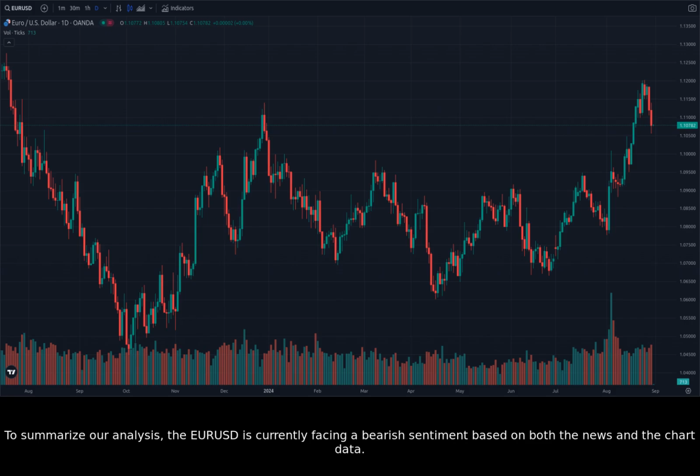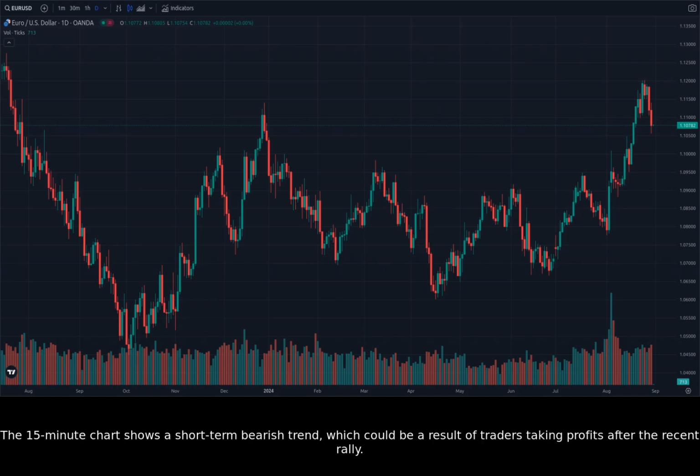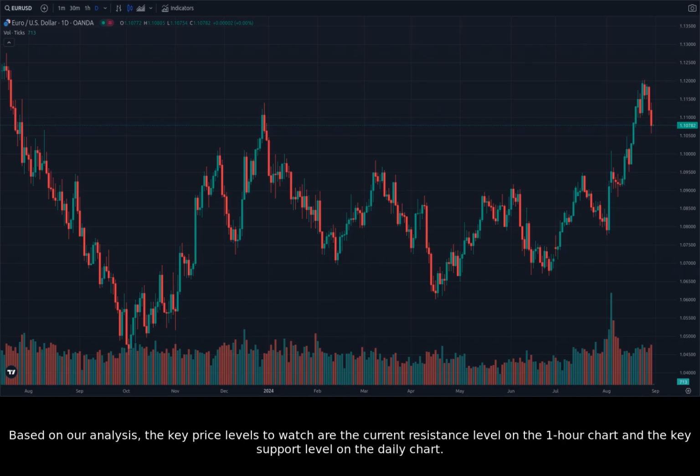To summarize our analysis, the EURUSD is currently facing a bearish sentiment based on both the news and the chart data. The daily chart shows a clear downward trend, and the recent news about soft German inflation further reinforces this bearish outlook. The 1-hour chart indicates a consolidation phase, but the bearish engulfing pattern suggests a potential breakdown. The 15-minute chart shows a short-term bearish trend, which could be a result of traders taking profits after the recent rally. Based on our analysis, the key price levels to watch are the current resistance level on the 1-hour chart and the key support level on the daily chart.